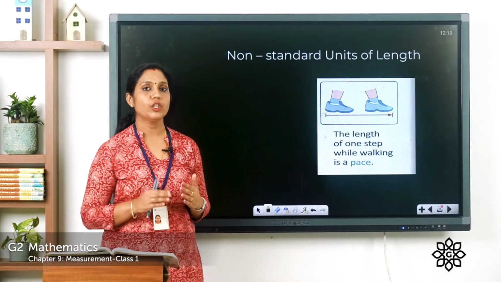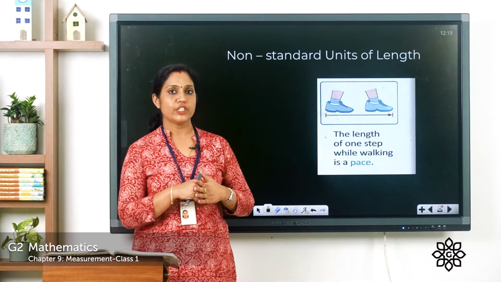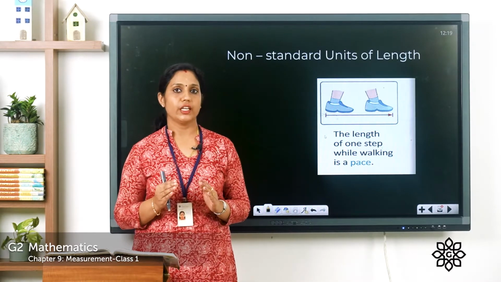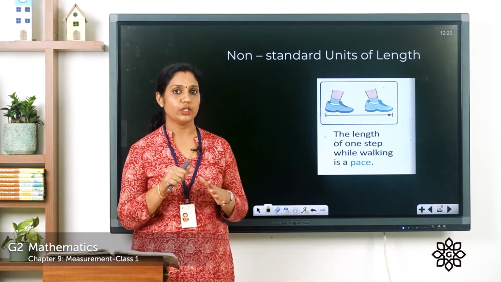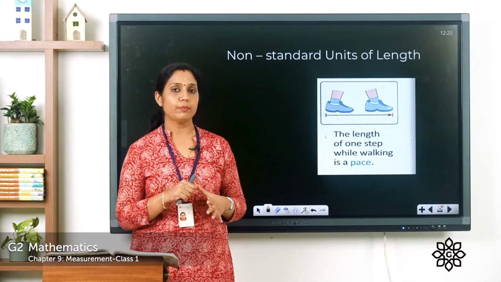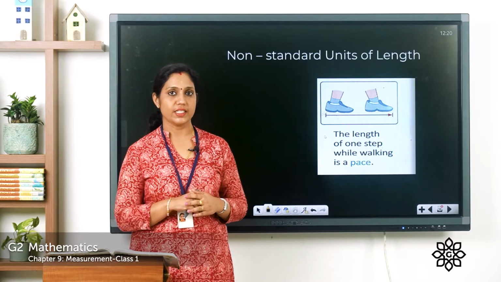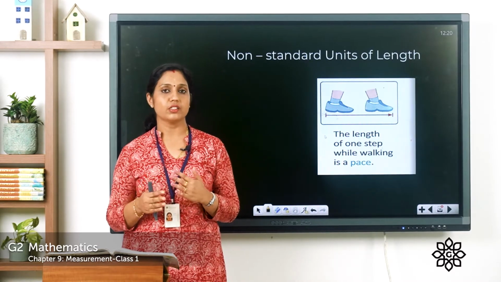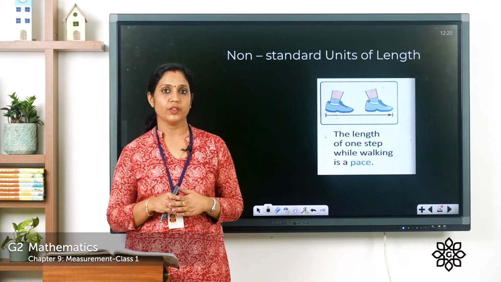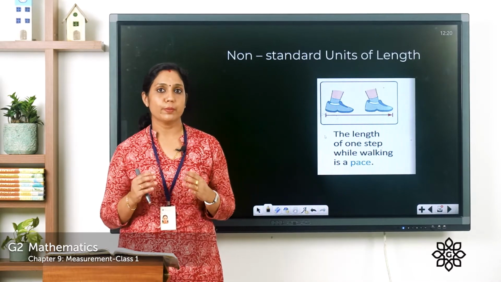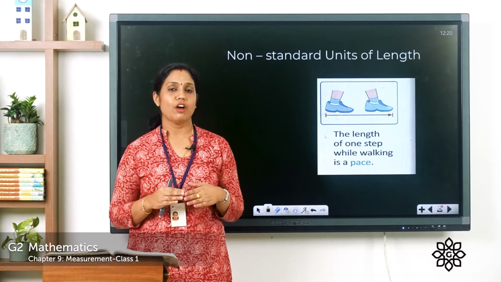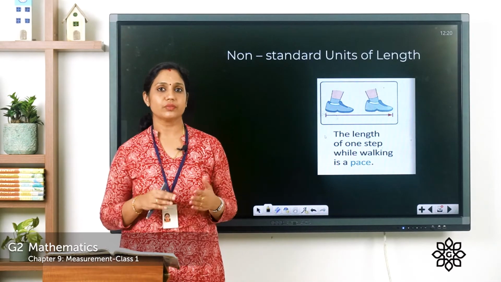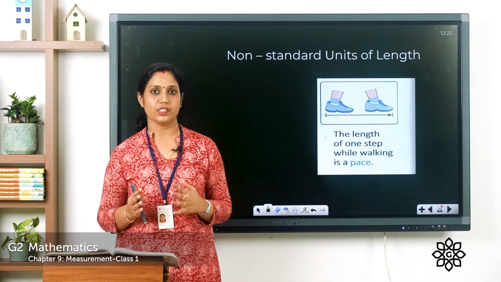So these are some of the non-standard units of measurement. Suppose you are asked to measure your table using a hand span. What do you have to do? You have to take the length from your thumb to the little finger and measure the desk. And you can ask your parents or your siblings also to measure the same. So can you find the measurement same? No. Why? Because the size of the palm or the hand differs from person to person.